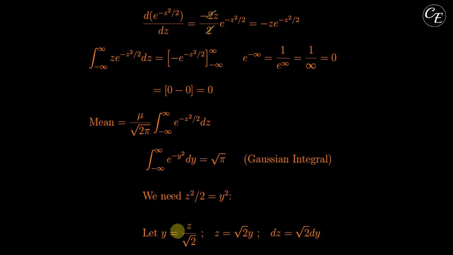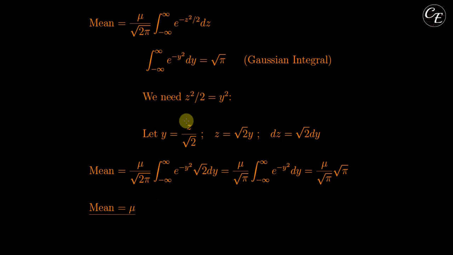Then let us substitute this in here. So what will we get? We'll get mean is equal to this one, then e raised to negative, and for z squared over 2, we can replace it with y squared. So we have e raised to negative y squared. Then for dz, we use square root of 2 dy. Then for the limits, if z is negative infinity, then negative infinity divided by square root of 2 is still negative infinity, so y is negative infinity. If z is positive infinity, positive infinity divided by the square root of 2 is still positive infinity. Then we can cancel out the 2 inside the square root, and what will remain are mu over square root of pi, then e raised to negative y squared, then dy.